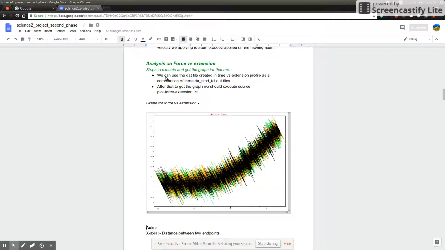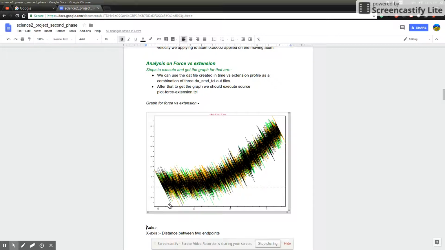We can use the dat file to create the force extension profile as a combination of the 3D underscore SMD underscore TCL dot out file, which I have already said to you. And after that, to get the graph, we should execute server explore force extension dot TCL. So this is the graph for my molecule.